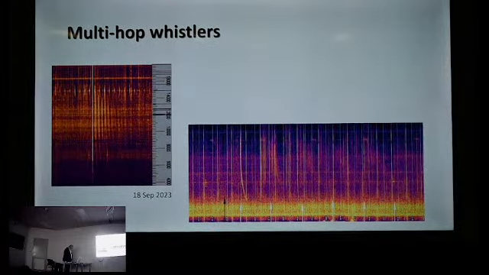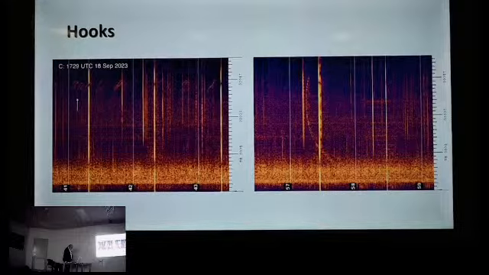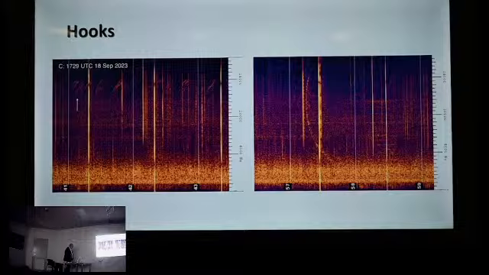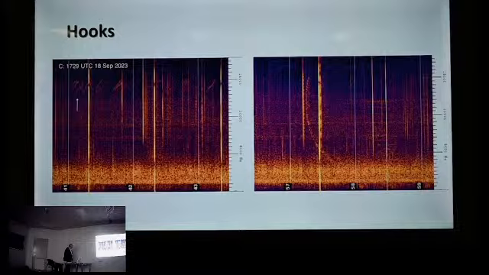Let's go back. Some other interesting things, there are these things called hooks. These aren't necessarily lightning emissions, but they're some of these plasma wave effects, this maser instability producing other emissions out in the Earth's magnetic environment. And there's a whistler in there, but there are lots of these things. They're quite interesting in their own right.